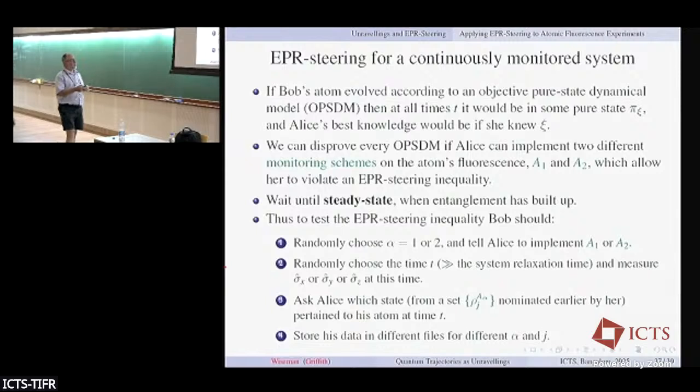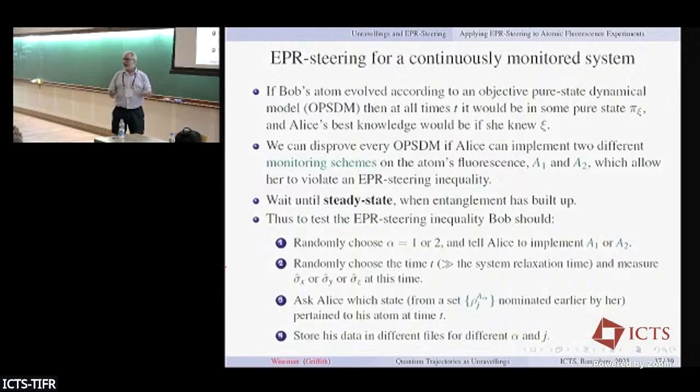And then to measure the EPR steering, Bob can just choose alpha is 1 or 2, meaning to tell Alice to do A1 type of monitoring or A2 type of monitoring, and then randomly choose some time to stop the experiment and measure sigma x or sigma y or sigma z appropriately at that time, and then ask Alice essentially what her measurement result J is. But that measurement result, obviously she's been measuring up to that time. She's in a sense got an infinite amount of data.